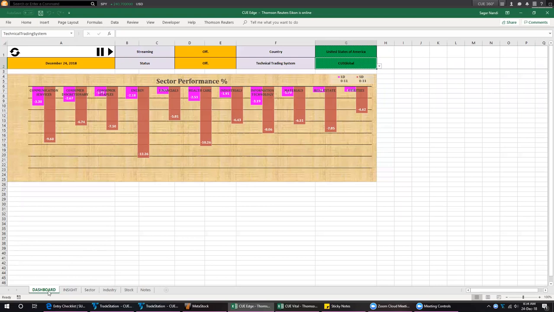In the dashboard tab, I have kept streaming off because the market is closed. We don't need to update the data to save bandwidth. If I keep streaming on by clicking the play button, in real time, it will calculate everything. When it calculates everything, it calculates in memory cache. It doesn't alter the view except this graph.